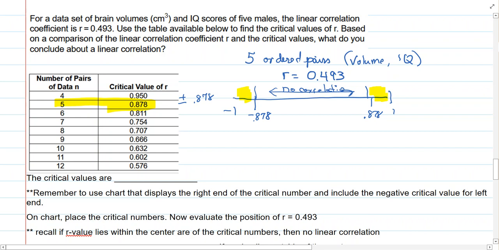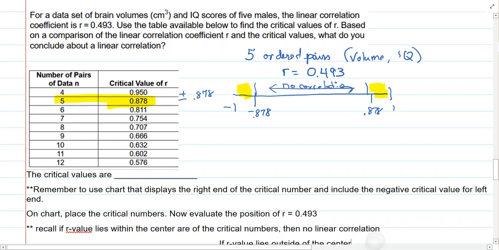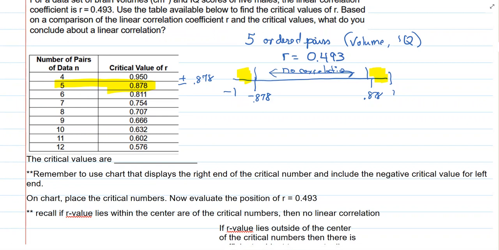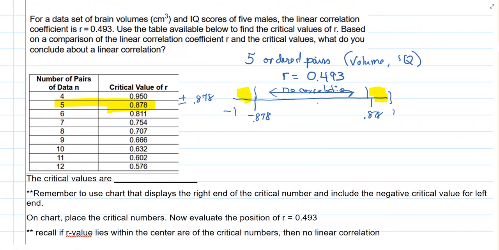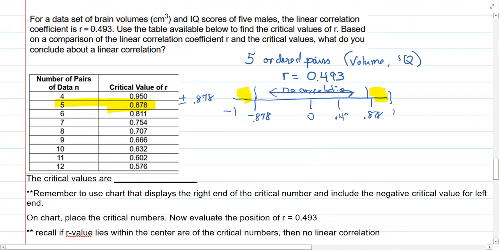So let's see what we have. Remember, our R lies, if this is 0, then it lies about right here. So there is no correlation.